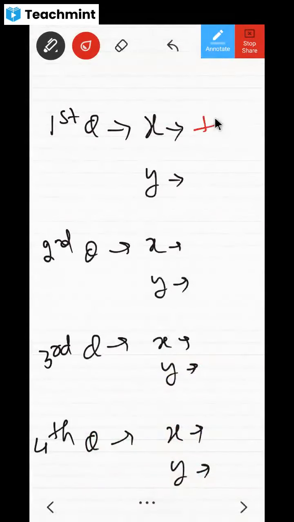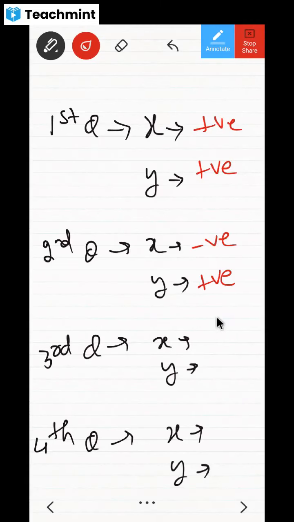Don't you think it is positive and positive? Here it is negative and positive. Just think over it. And third quadrant means it becomes negative and negative. Fourth quadrant means it becomes positive and negative. Just think over it. All right.